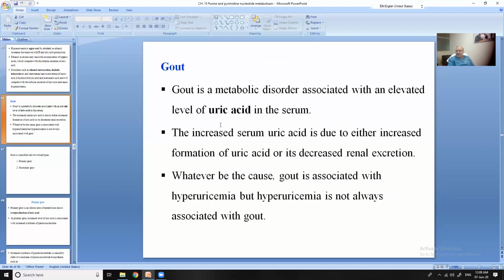Now come to gout. Very important. Usually in the examination, you will find a question on gout. Gout is a metabolic disorder associated with an elevated level of uric acid in the serum.